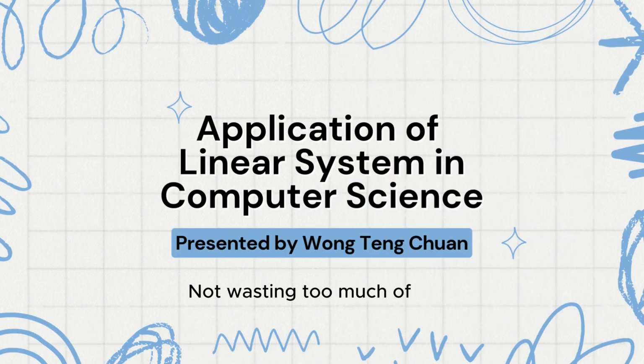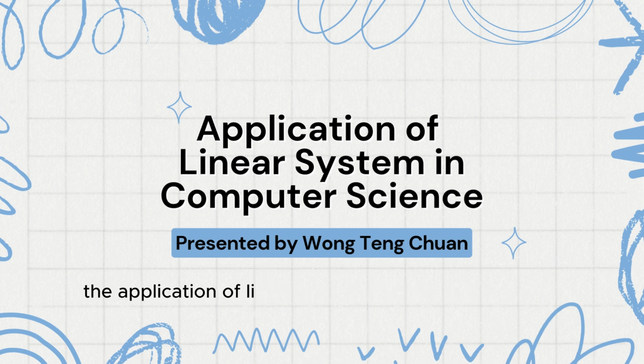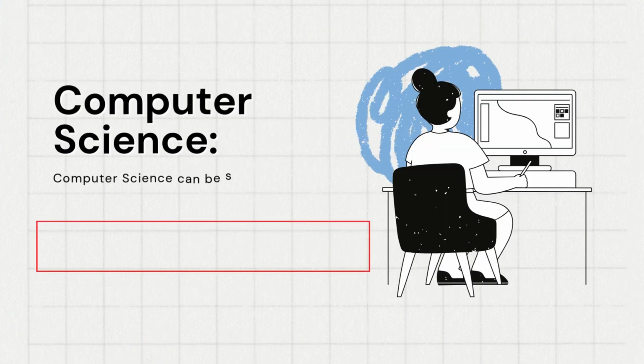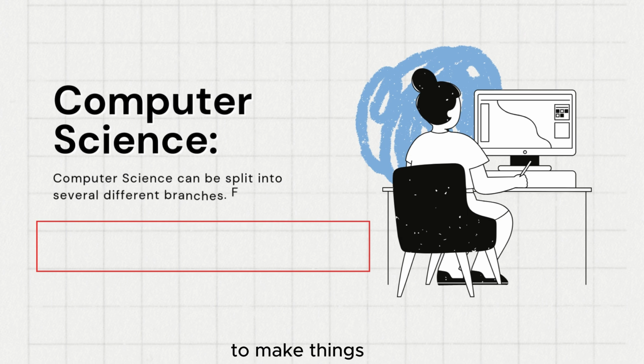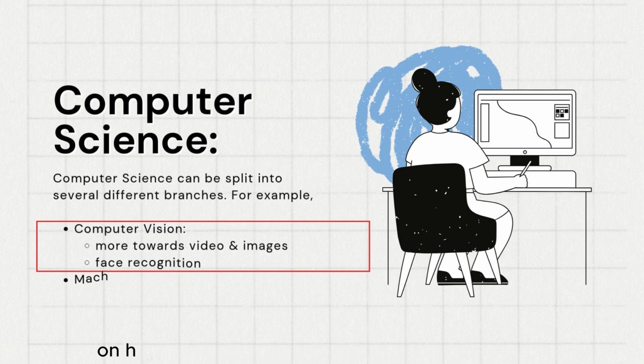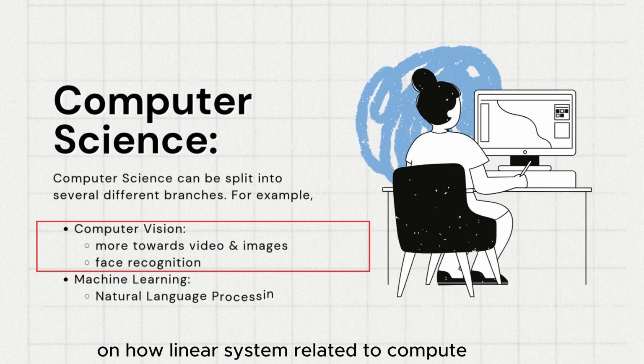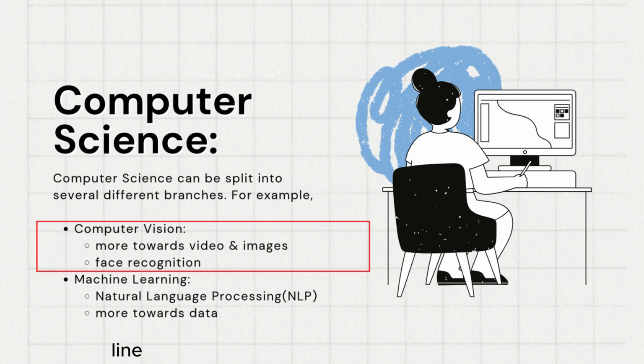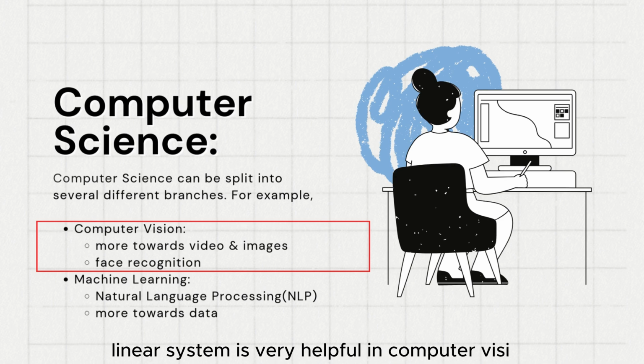Not wasting too much of time, let's proceed into our first topic today, the application of linear systems in computer science. In this case, to make things clear, we will concentrate more on some specific examples of how linear systems relate to computer science. For example, linear systems are very helpful in computer vision.